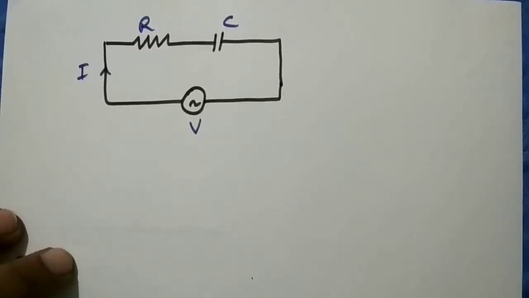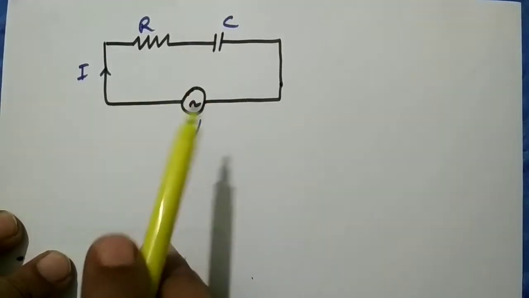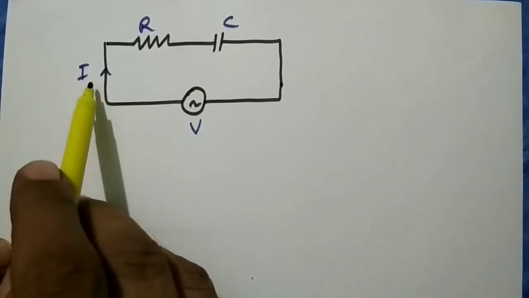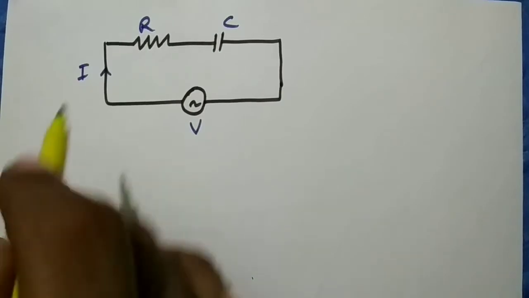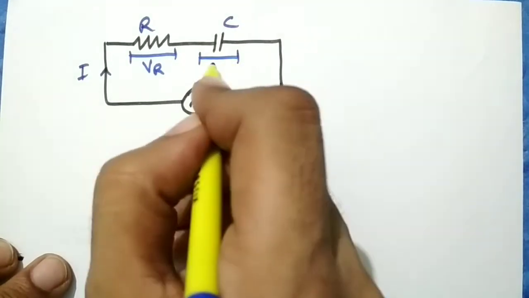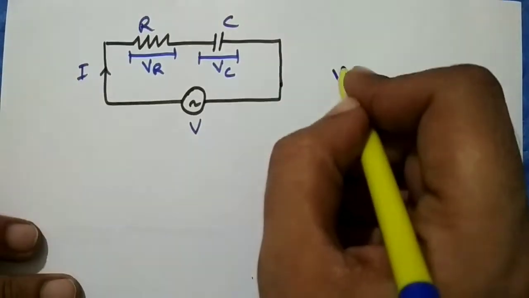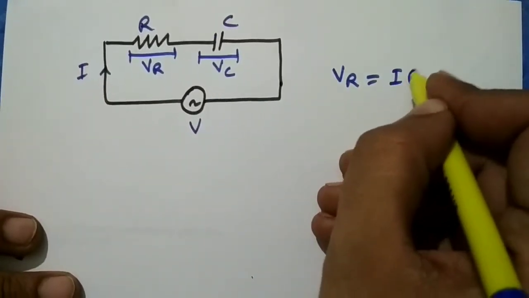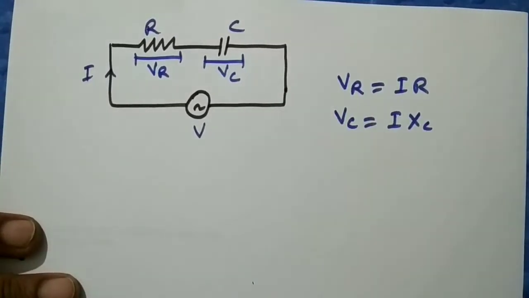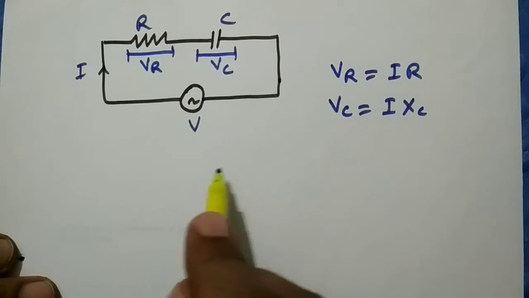Now the RC series circuit. Here a resistance and a capacitance are connected in series across the AC supply voltage V, which is the RMS value. I is the circuit current, the RMS value of the current. The voltage drop across the resistance will be VR and across the capacitance it will be VC. We know VR will be I into R and VC will be I into XC, where XC is the capacitive reactance. In the next step, we will draw the phasor diagram.